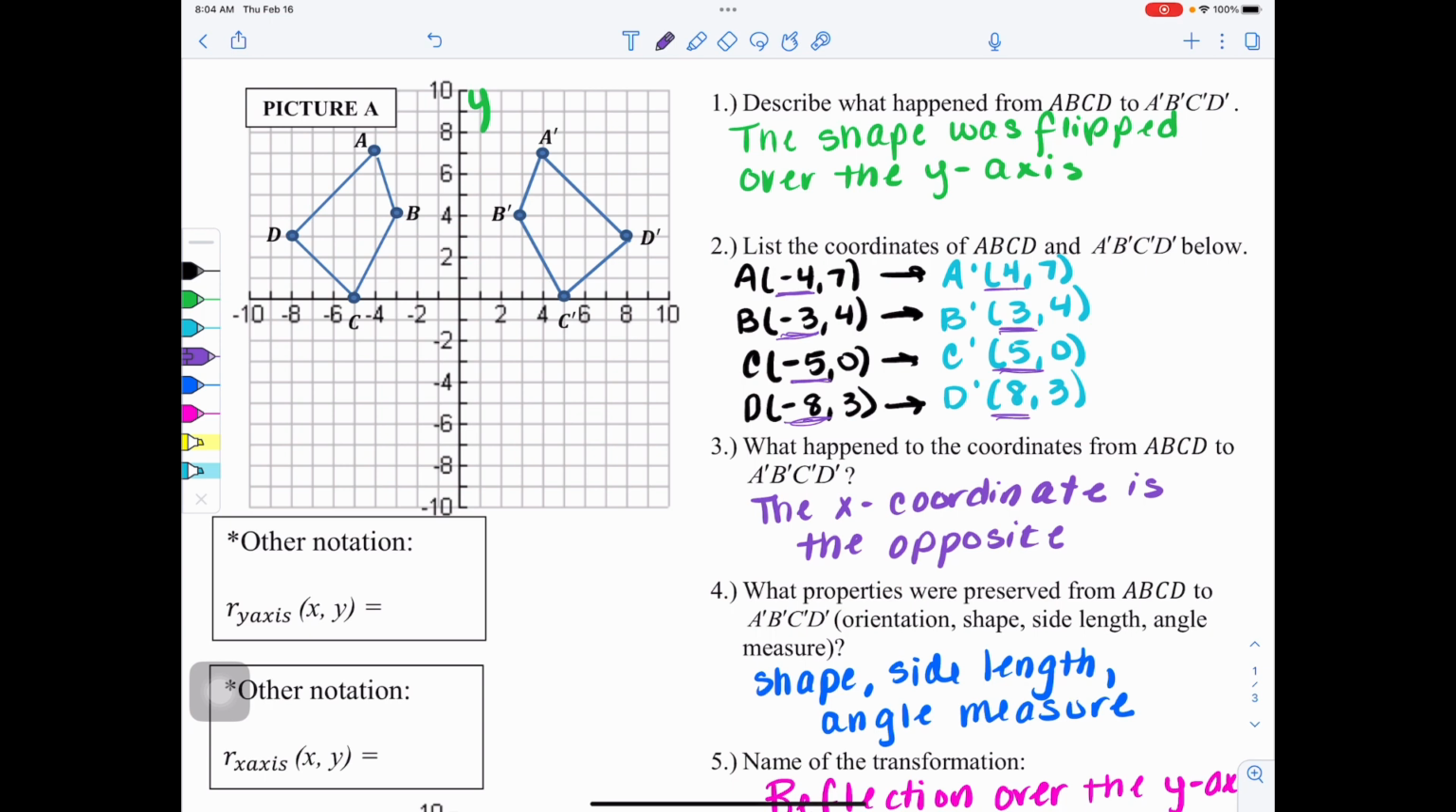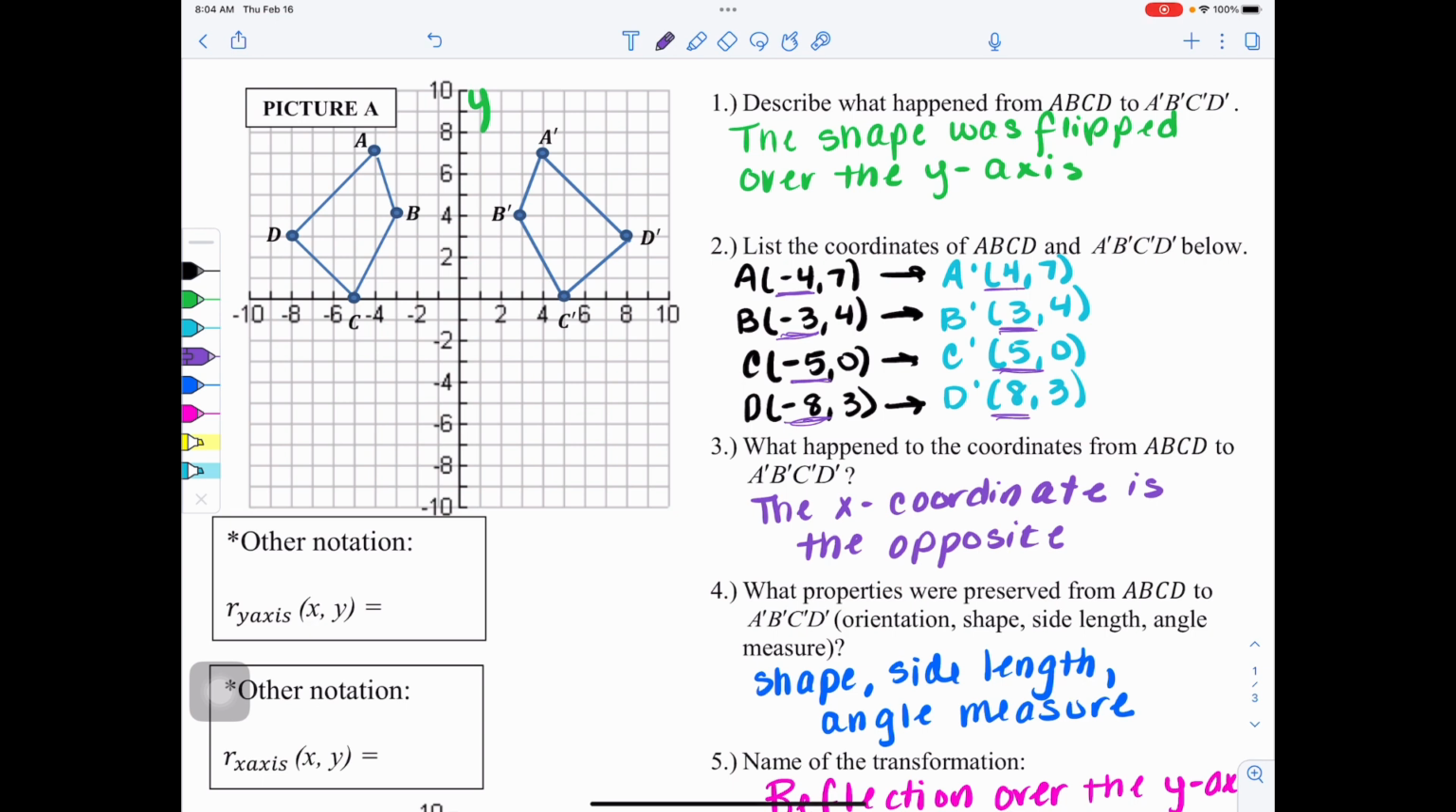Now, I know in some instances, people will say it became positive, but we want to be careful of that, because what if it was originally positive? Then it would have become negative. So to cover both sides of the coin, you want to make sure you say the x coordinate is opposite. Then it doesn't matter if it's starting from a positive or a negative place, it's going to change its sign.